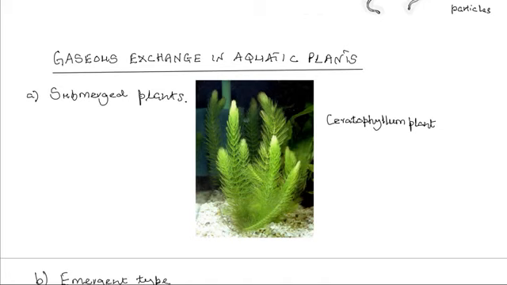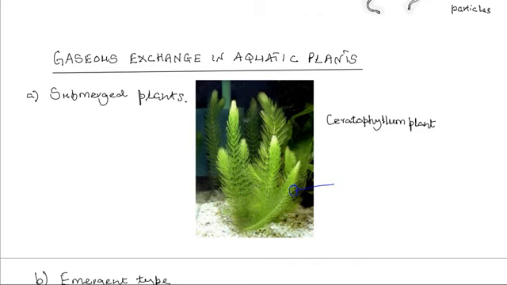Now, such submerged plants, like the Ceratophyllum plant in this photograph, lack cuticle on their leaves. This is to facilitate diffusion, and also their leaves tend to be small. The leaves are generally thin with large air spaces within. So these tiny needle-like leaves greatly increase the surface area for gaseous exchange.